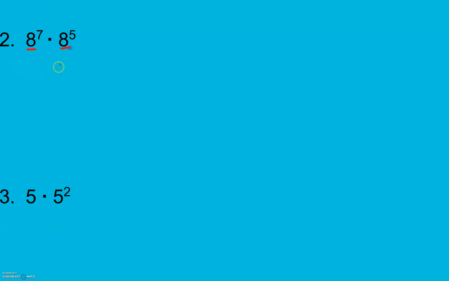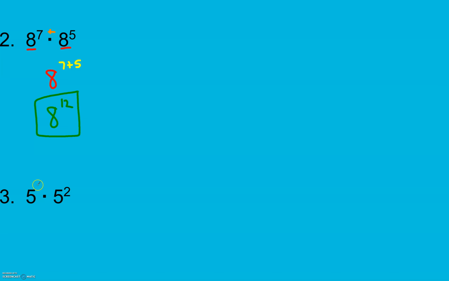Here, we have the same base, so I keep my base. And since I'm multiplying, I can add my exponents. 7 plus 5 means I'm going to get 8 to the 12th power. Give 3 a try.